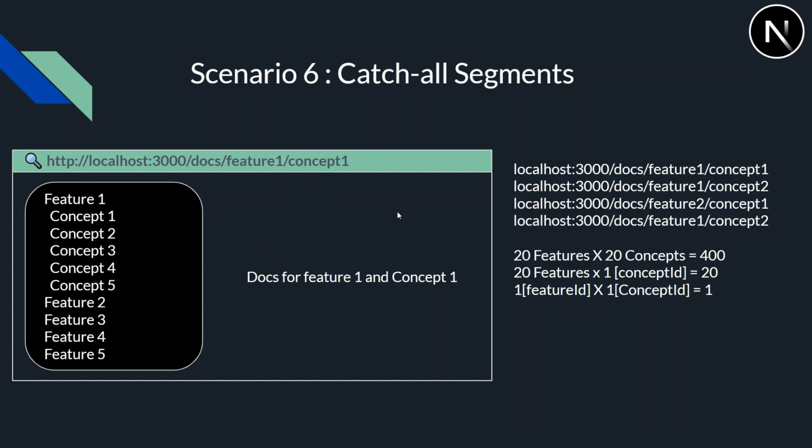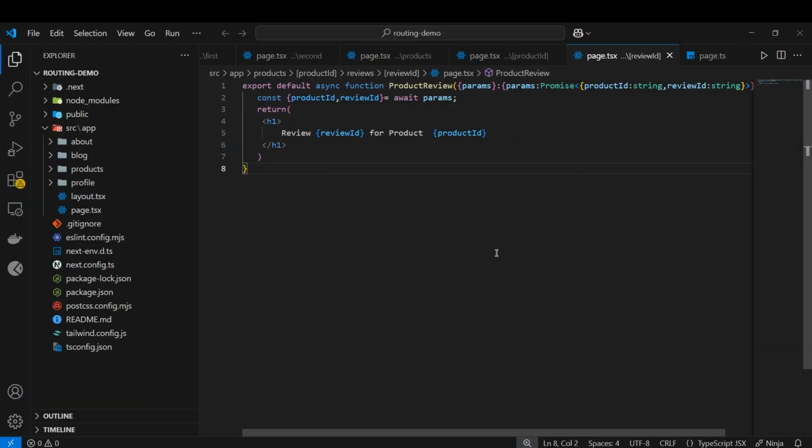So here the catch-all segment works. Let's move on to Visual Studio Code and see how this catch-all segment works in Next.js. Now, here you can see that we have reached Visual Studio Code. You already know that we are using this particular routing demo example from the previous tutorial series. So now, let's set up our catch-all segment route in this.